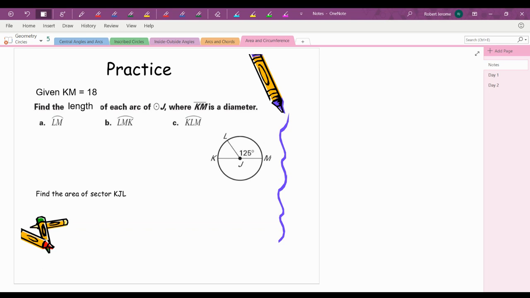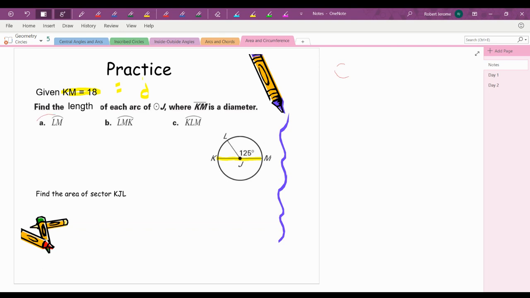So the first thing we're going to do here, we're told km is 18. Well, directions are important. Km, that's the diameter. So we have to know what part we're working with. We're finding length of an arc. Length is part of circumference. So the first thing we're going to have to do is find circumference.